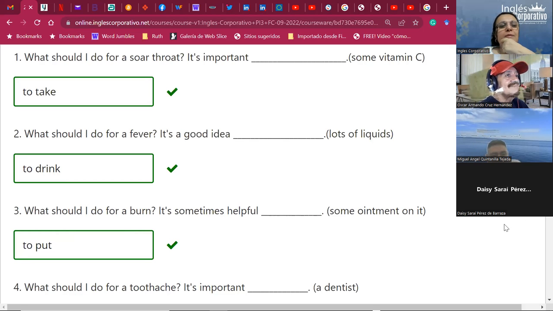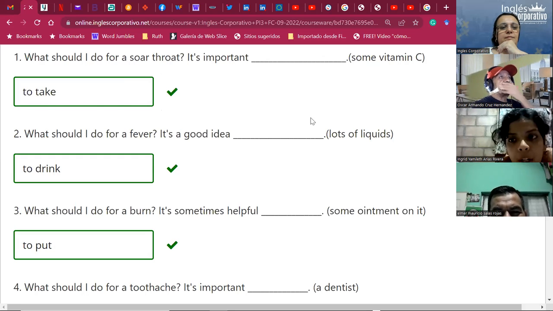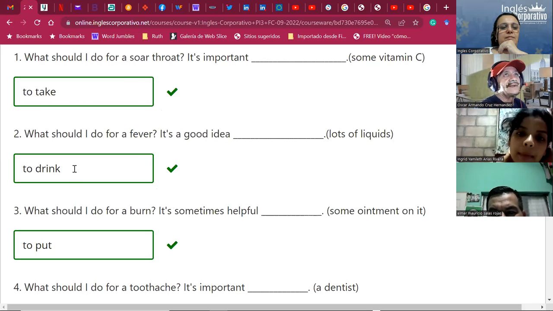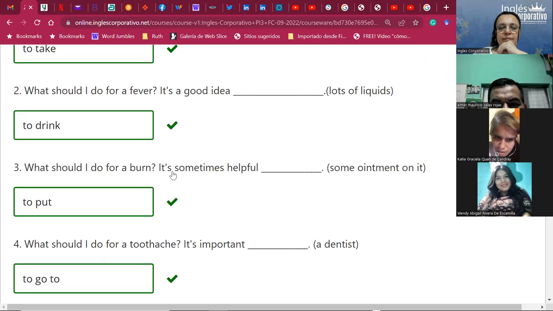Let's read it again. Number 1, what should I do for a sore throat? It's important to take some vitamin C. Repeat after me. What should I do for a sore throat? It's important to take some vitamin C. Teacher, I have a question. Because the other teachers say vitamins.